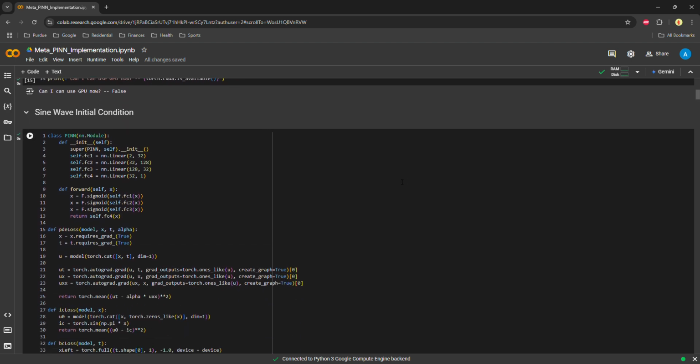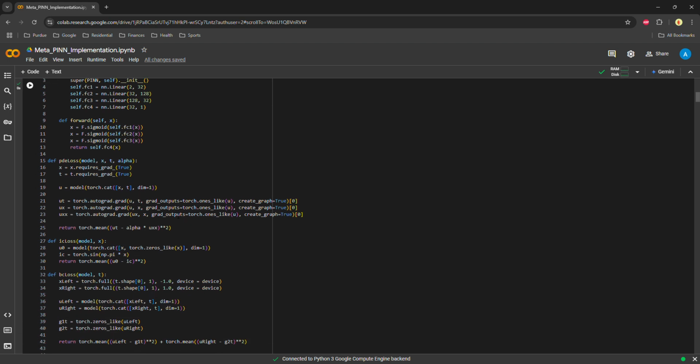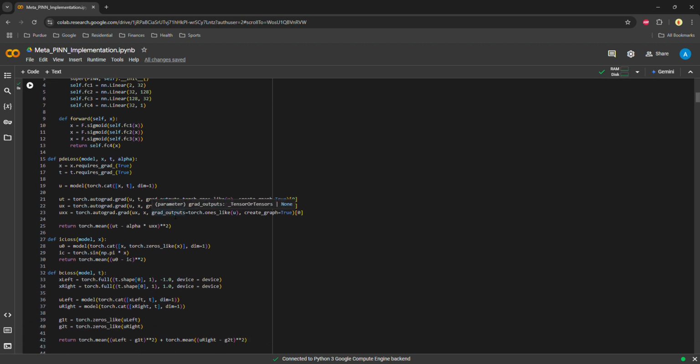So what we see here now is the PINN itself. So we have three hidden layers and an output layer using sigmoid activation functions. And what makes the neural network physics informed is really the loss functions. So here we see three.